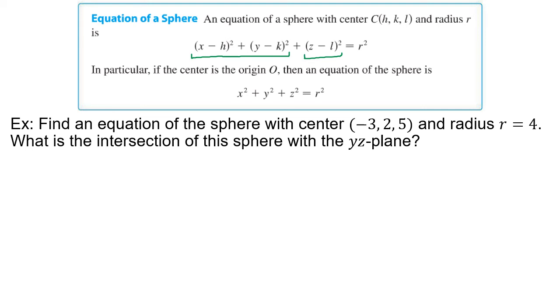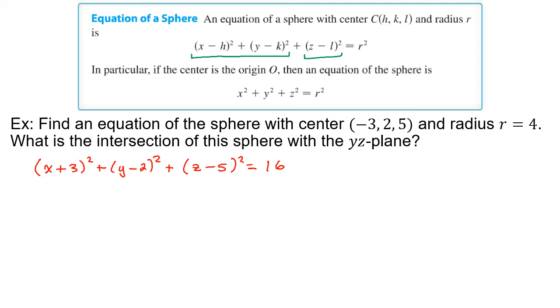So our first question says, find the equation of a sphere with a center of -3, 2, 5, and a radius of 4. Well, you just plug those numbers in. I'll have x plus 3, I'll have y minus 2 squared, and I'll have z minus 5 squared equals 4 squared, which is 16. And that would be the equation of my sphere with that center.